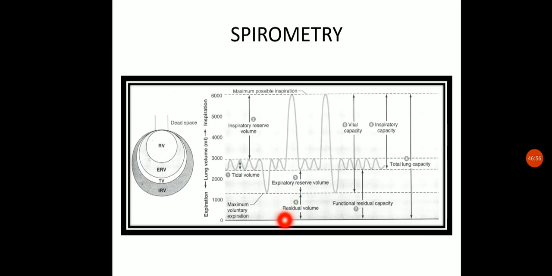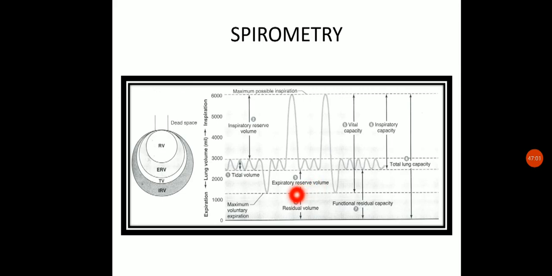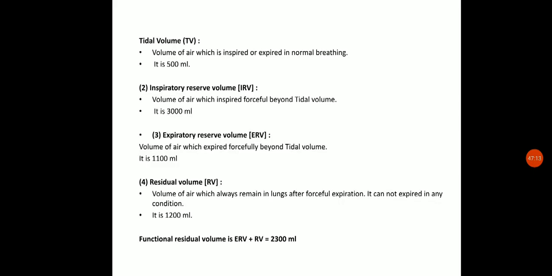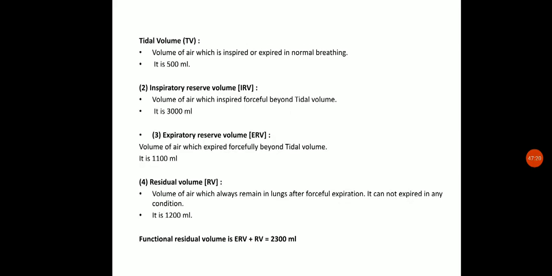So this volume is called the residual volume. You can see that after forceful expiration, the volume expired will be 1100, but still something remains in the lungs. That is the residual volume, which will not be able to be expired under any condition. And the total residual volume is basically around 1200 ml.